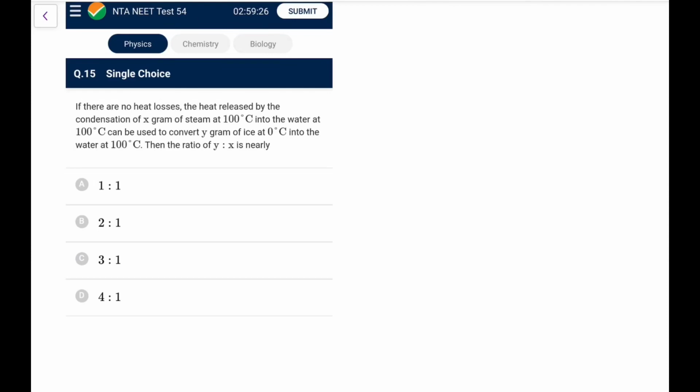Next, if there are no heat losses, the heat released by the condensation of X gram of steam at 100 degree into water at 100 degree can be used to convert Y gram of ice at 0 to water at 100. The ratio of Y to X is? So just remember, for X gram of steam going from 100 to water at 100, the heat released will be X into 540, and this is equivalent to what is needed to convert ice at 0 to water at 100.